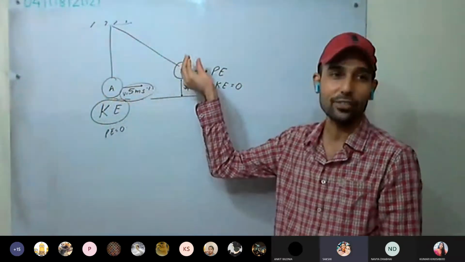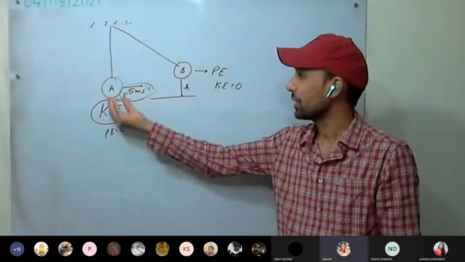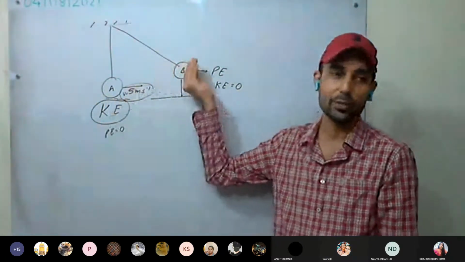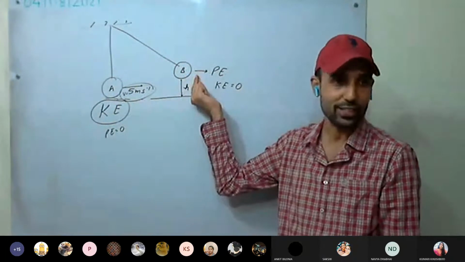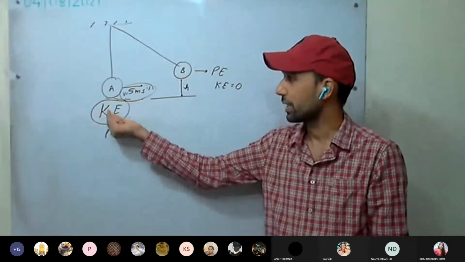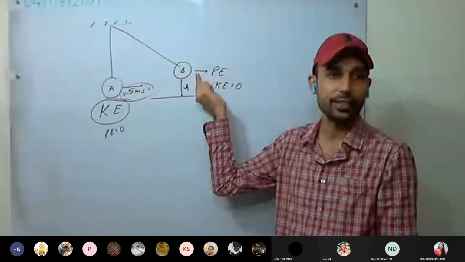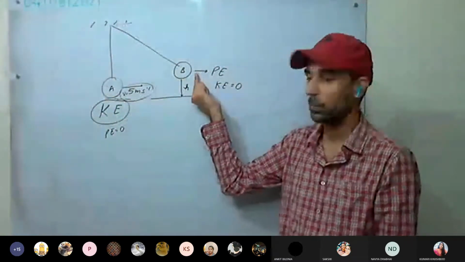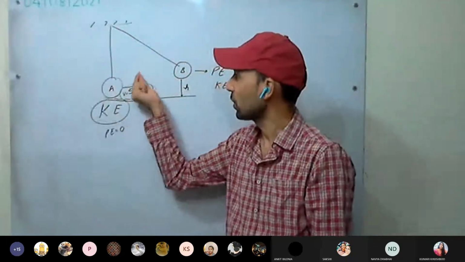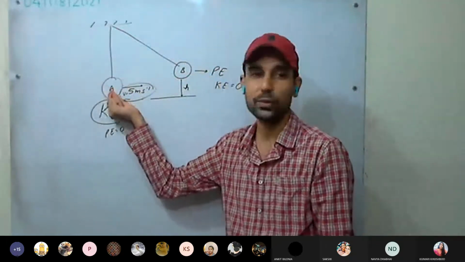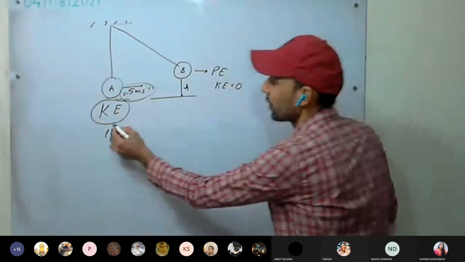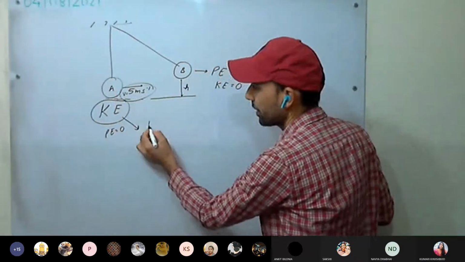60% already lost in the way, 60% already lost in overcoming the friction. What is remaining? 40% was only able to get converted into potential energy. Only 40% of this energy is going to get converted into potential energy at this one position. And because of that, you will see the pendulum slows down and comes to rest.